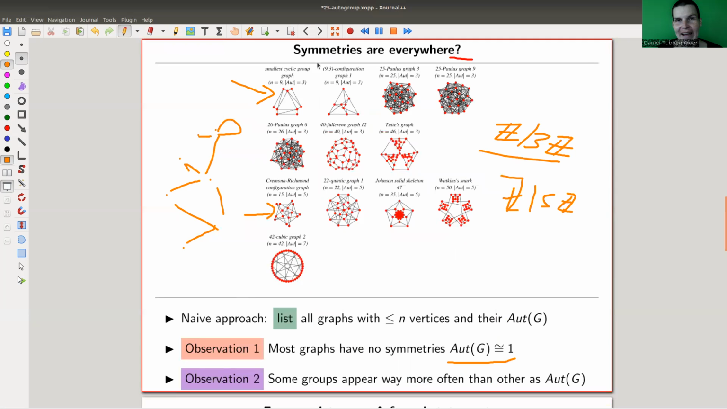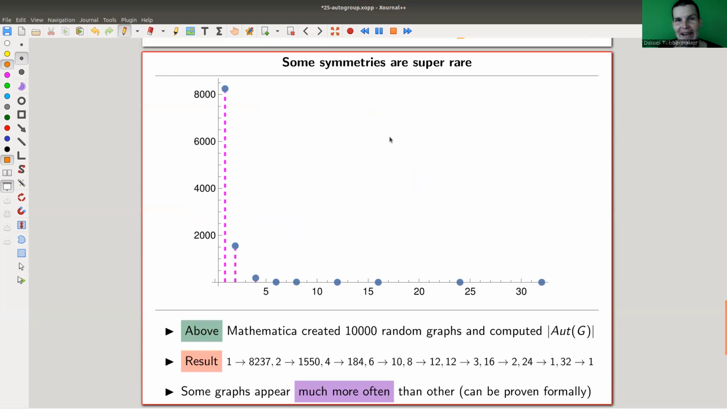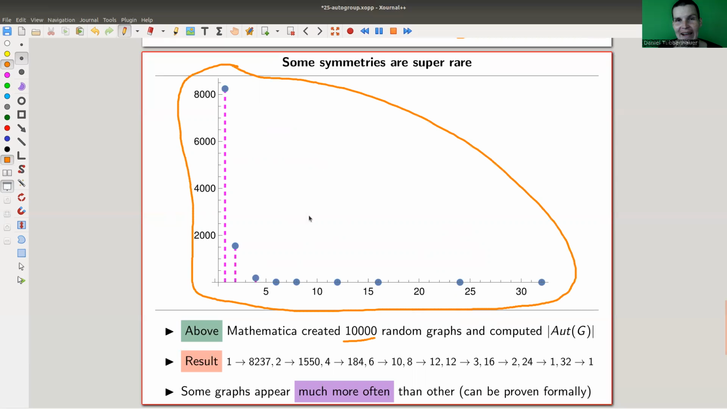But let's go to observation 2, actually. Observation 2: what I did is I randomly generated 10,000 graphs and computed the size of the automorphism groups and listed them. Not surprisingly, I hope by now, this is 1. So this is trivial, they're asymmetric. Essentially everything is asymmetric. But then you can see that there are certainly biases. So we would factor out those. We understand those, they're boring.